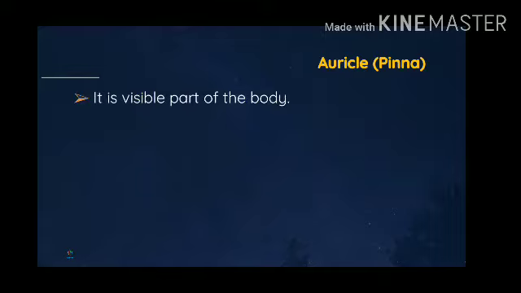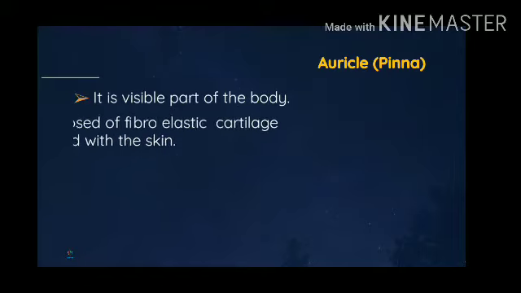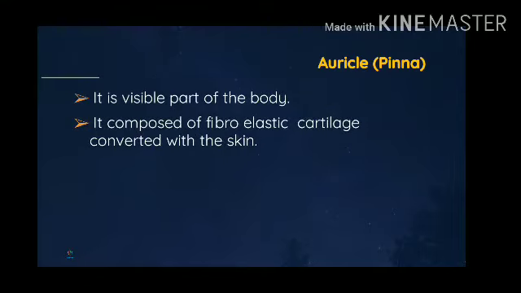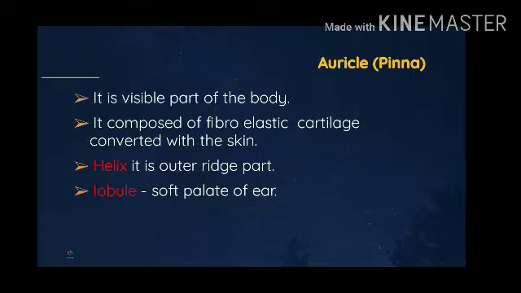Now we discuss the auricle in detail. It is a visible part of the body, as you can see in the figure. It is composed of fibroelastic cartilage covered with skin. The outer ridge part is known as helix and the soft part of the ear is known as lobule.